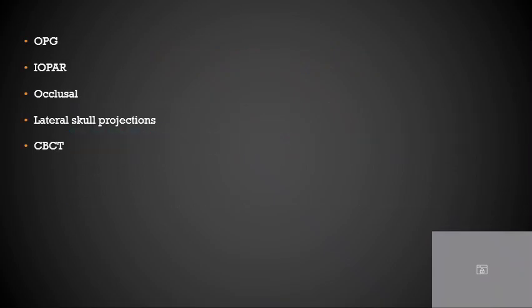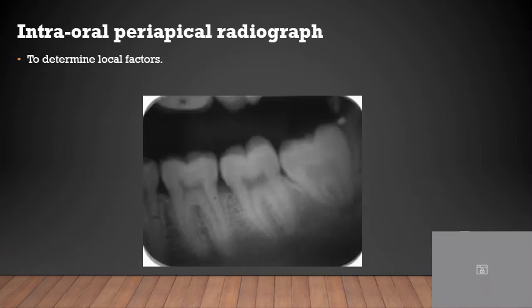For the assessment, the common radiograms that are used are OPG, intraoral periapical radiograph, occasionally lateral skull projections, CBCT and so on in general. The intraoral periapical radiograph, most of the common radiographs that are done for identifying the impact of the molar, which is not clinically visible, are intraoral periapical radiographs.